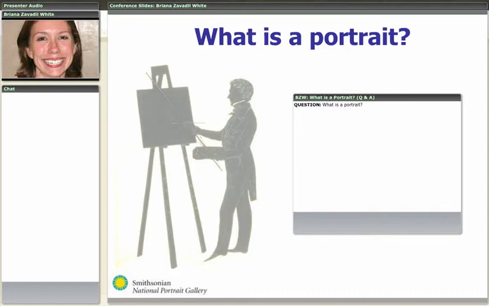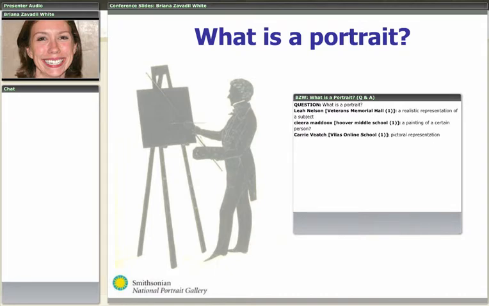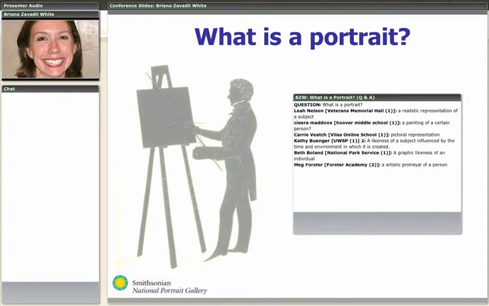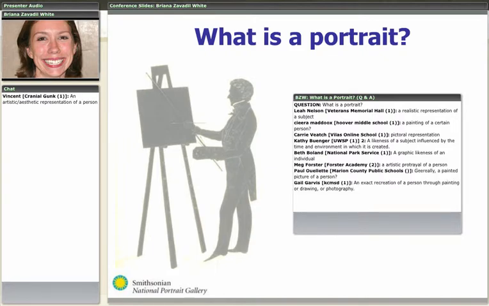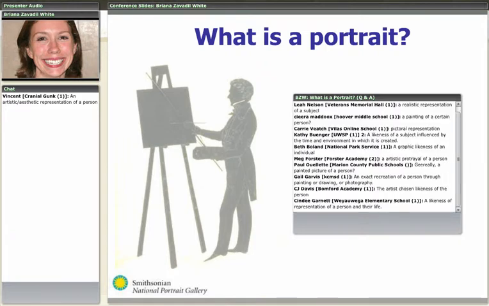All right, we have some responses coming in here. An artistic portrayal, pictorial representation, good stuff. Okay. Leah says it's a realistic representation of a subject. Okay, a painting of a certain person, absolutely. A likeness of a subject. The artist says the artist chosen likeness of the person. Interesting. Yes, absolutely.